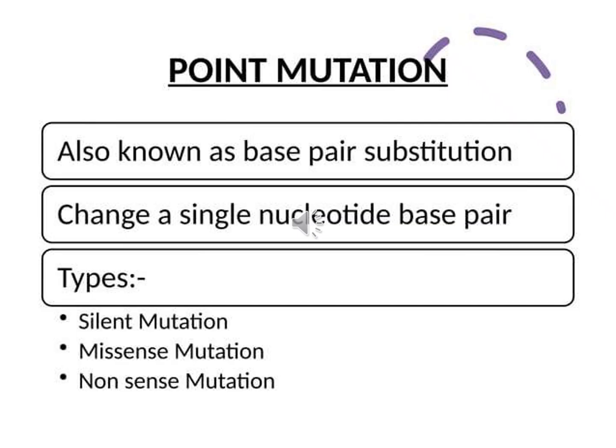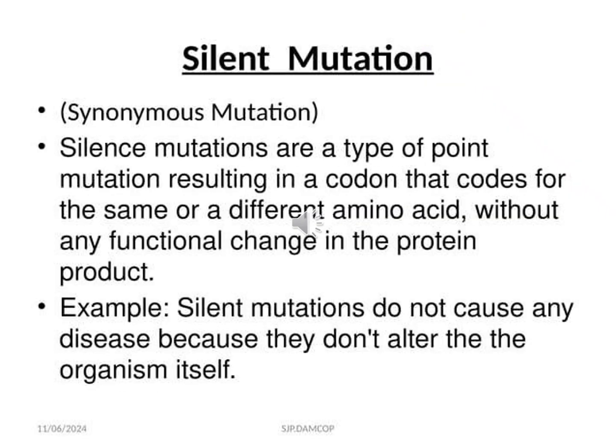This slide also reminds you what a point mutation is. It is also known as base pair substitution, a change of a single nucleotide base pair. There are three types of point mutations: silent mutation, missense mutation, and nonsense mutation. We'll discuss in detail the silent, or synonymous, mutation.